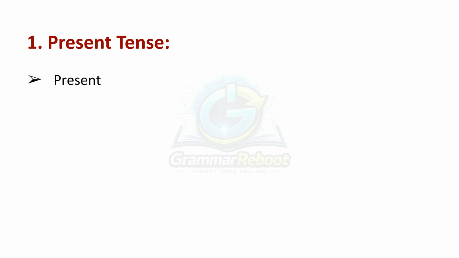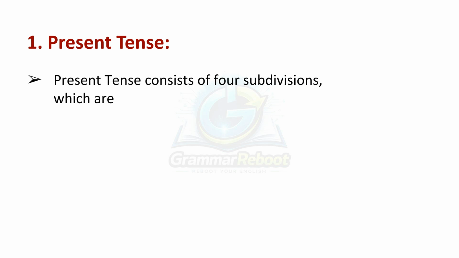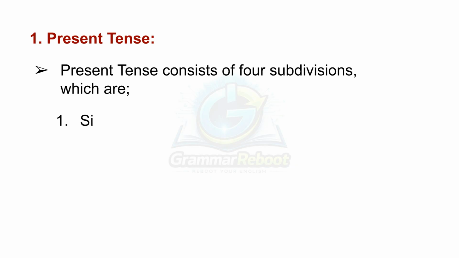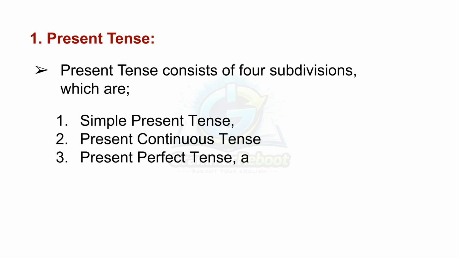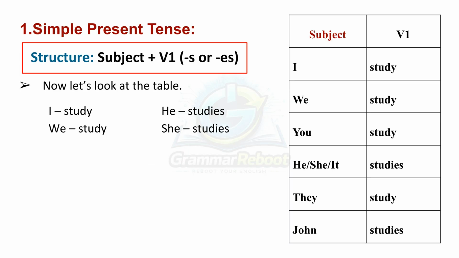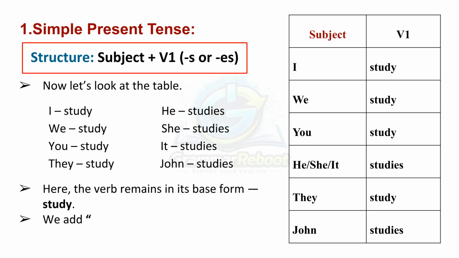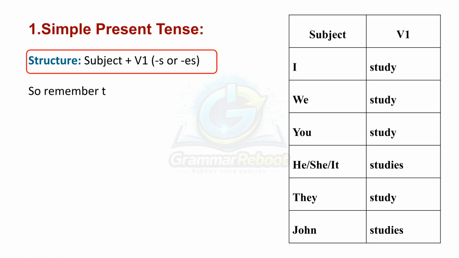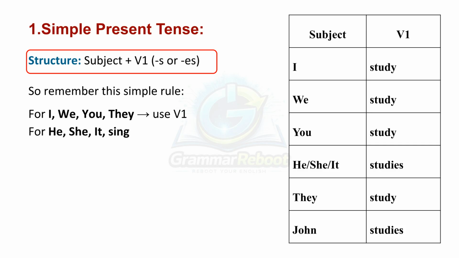Present tense. Present tense consists of 4 subdivisions, which are simple present tense, present continuous tense, present perfect tense, and present perfect continuous tense. Now let's understand the structure of the simple present tense. The formula is subject plus V1 plus S or ES. This means we use the base form of the verb, that is V1. But there is one important rule. When the subject is he, she, it, or any singular name, we add S or ES to the verb.